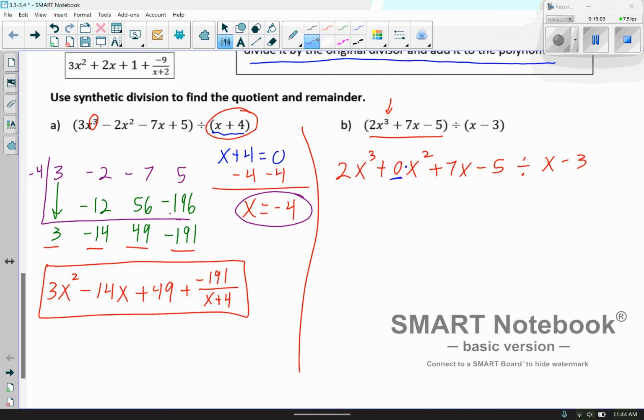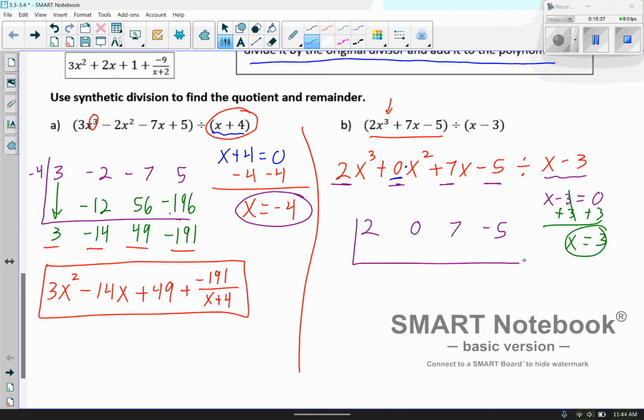Okay, so our step 1 is to take the divisor and set that equal to 0 and solve. And so this time it looks like my magic number is going to be a 3. Then what we're going to do is take the coefficients of all these right here. So 2, 0, 7, and -5. And we're going to make that little half rectangle around it. And then I'm going to put that little special number over here, 3.